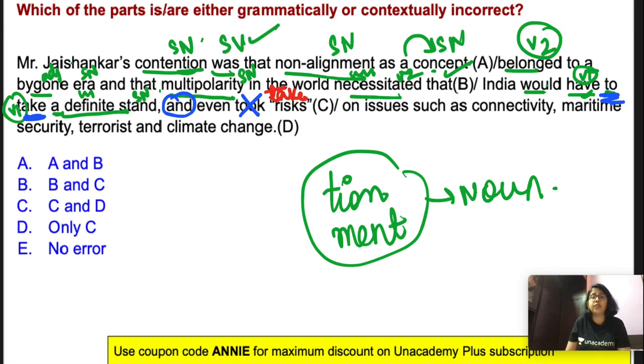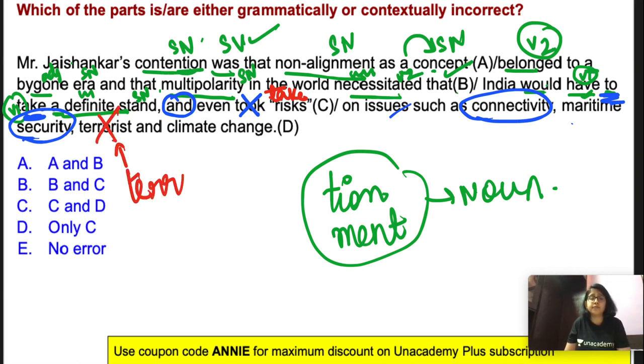And even take risks on issues such as, so here we are talking about some issues. Which are the issues? Connectivity is an issue, security is an issue, but terrorist is a person. A person is a terrorist. Here you have to talk about an issue. So you cannot say terrorist, you have to say terrorism. Terrorism and climate change. So the errors are in part C and D. Option C is the answer.